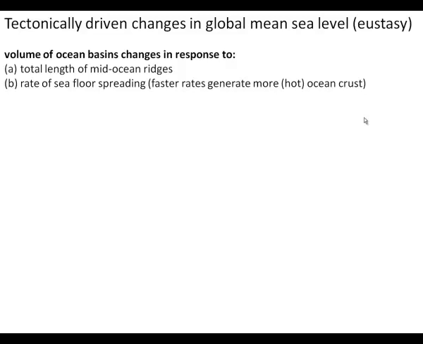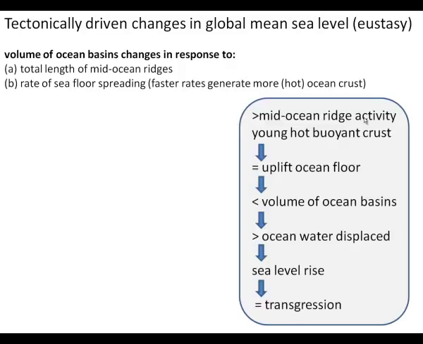And of course, if the rate of seafloor spreading is faster, that crust is going to be carried further laterally before it cools. Now the net effect of the creation of all that young, hot, buoyant crust is that you're going to uplift the ocean floor. And as a result of that then, the volume of the ocean basins is actually going to become less. You've got the same quantity of water, however, in the oceans, but less volume in which to store it. So the inevitable effect is that you're going to displace that ocean. It's going to rise at the margins of the continents, and you're going to generate transgression.